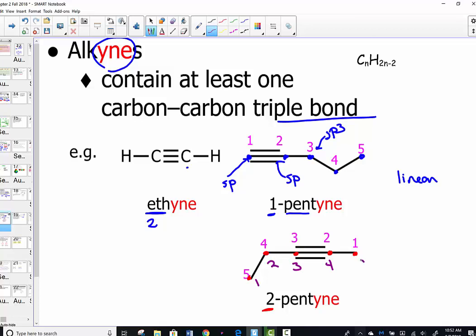I have 1 more here, 1 more here to complete the octet. Now I need 2 on the remaining carbons. So 1, 2, 3, 4, 5, 6, 7, 8 hydrogens. I count right. 1, 2, 3, 4, 5, 6, 7, 8.